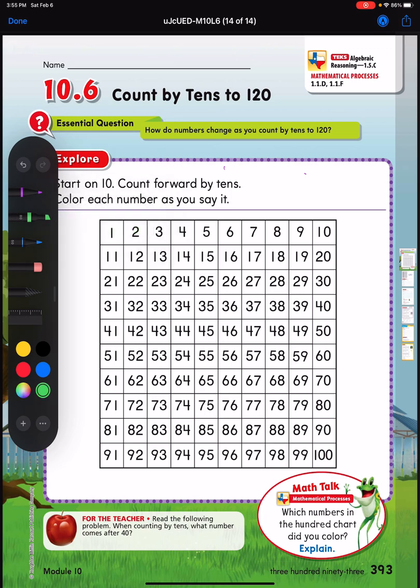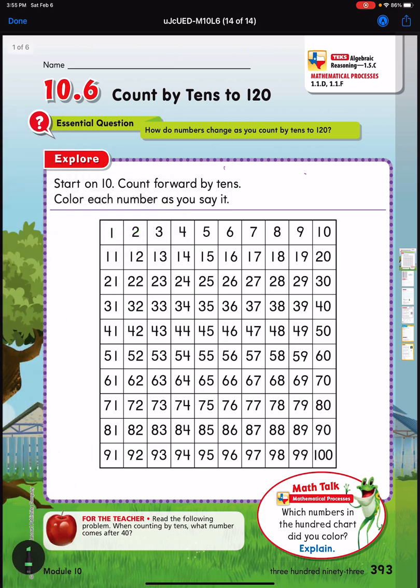So I'm going to get my highlighter out. And I'm going to highlight, and I want you to color as I am coloring. So it tells us to start on 10. So I'm going to say 10, 20, 30, 40, 50, 60, 70, 80, 90, 100. All right, so we colored all of these numbers on our 100 charts.